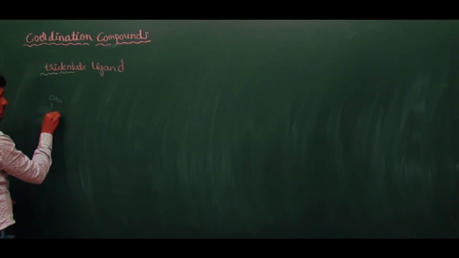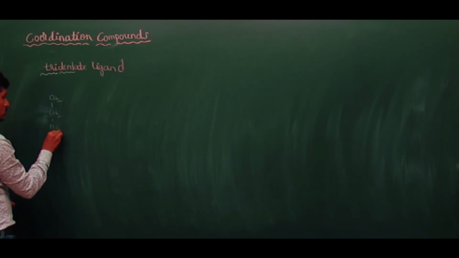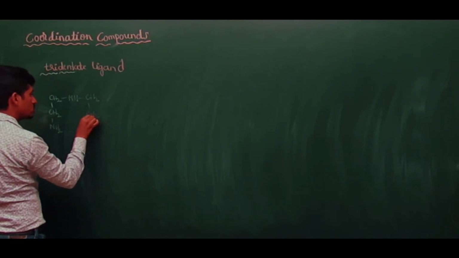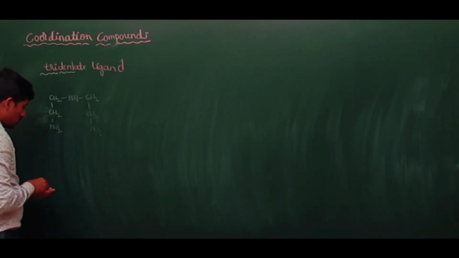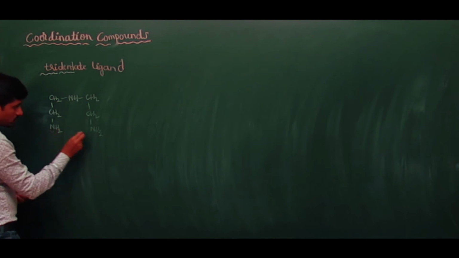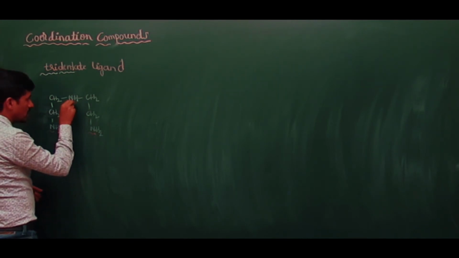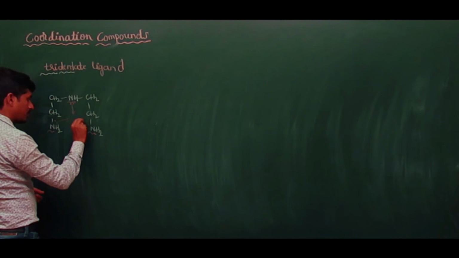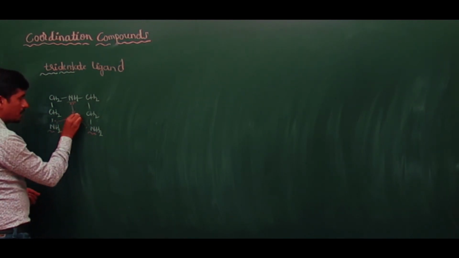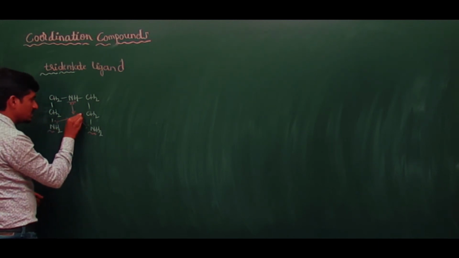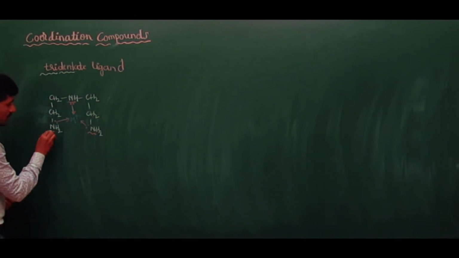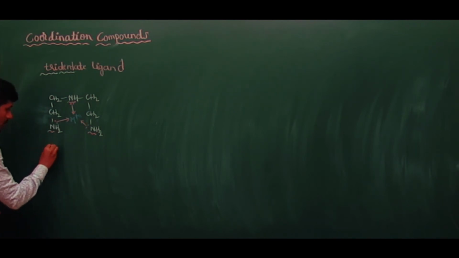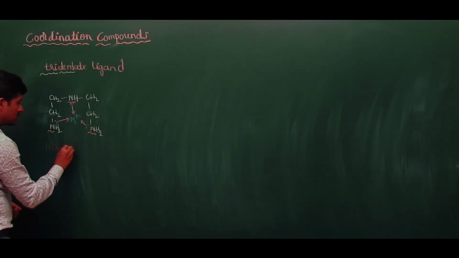CH2 NH2 NH CH2 NH2. What are the donor atoms in this example? That is nitrogen. They donate a pair of electrons to the central metal ion, right? M plus cation. How many plus charges? It depends on the atom, right? So how many donor atoms? 3. Denticity is 3, right? Next, take an example for a tetradentate ligand.